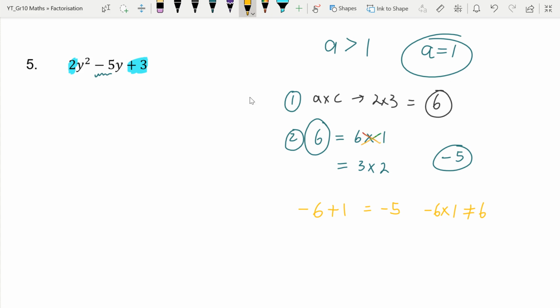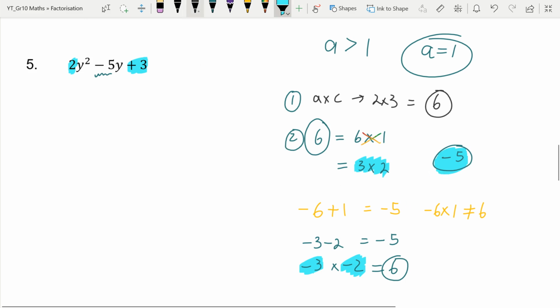Let's look at the second one. Well, how do we get to -5 using 3 and 2? If it's -3 and we subtract 2 more, then that will get us back to -5. And if we multiply them, -3 times -2, that gets us back to the positive 6 that we want. So this is the factor pair that is going to work, a -3 and a -2, because that gets us back to our -5. Figuring out the signs is the only thing that you need to get used to with this. Now, what do we do?